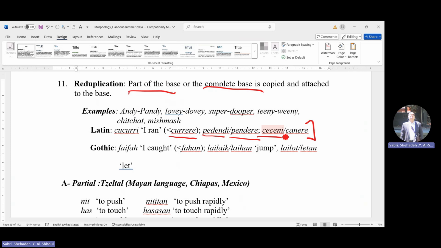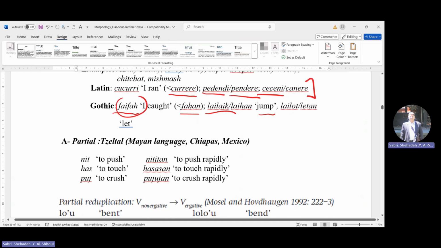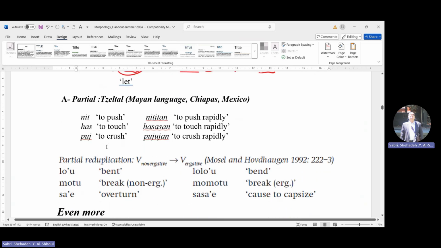The same also applies to Gothic languages, for example fahan, fifa, where we have a reduplicated form. Lie like, jump, right? We have also reduplicated forms in this Gothic language. So we find that here reduplication, whether partial or complete, is available in the language, and provides evidence on the construction architecture of the language.